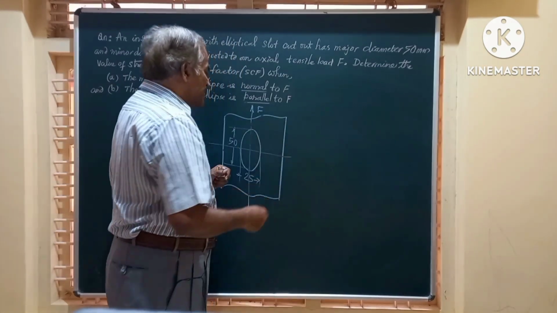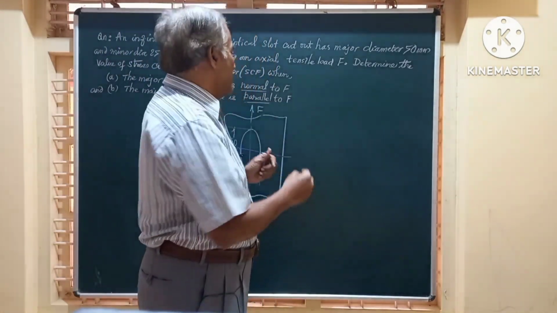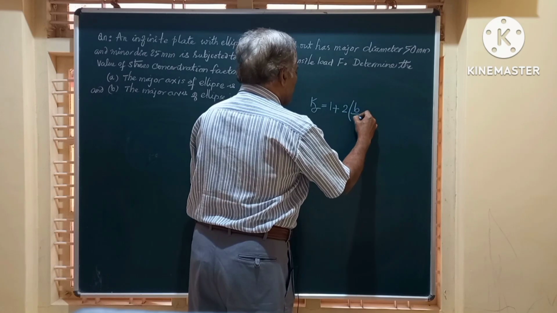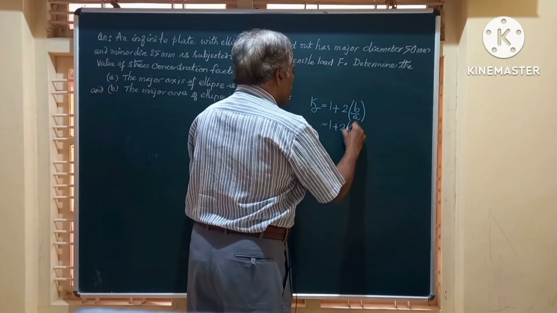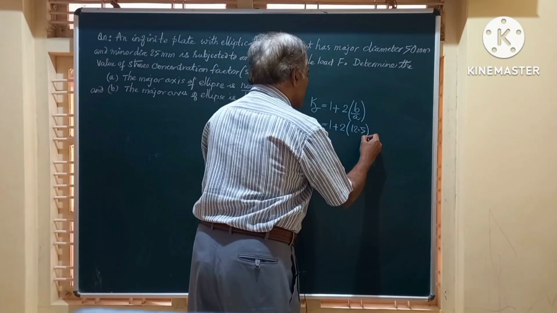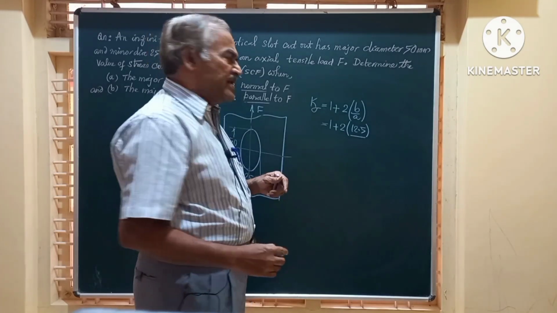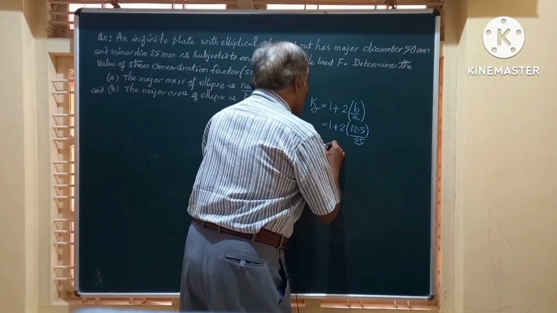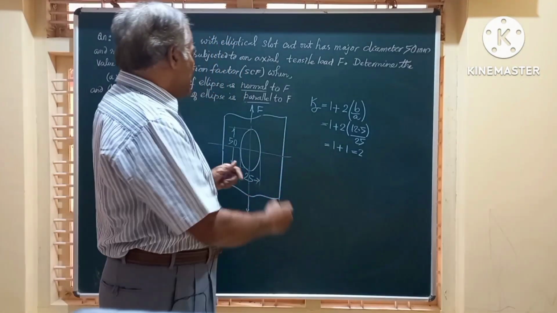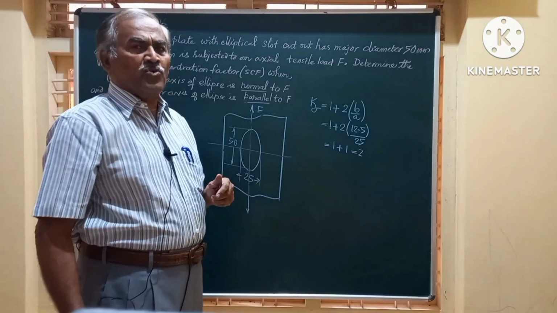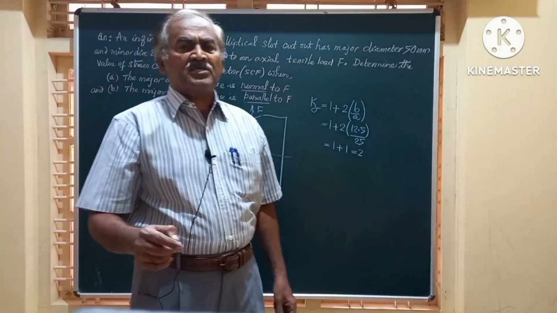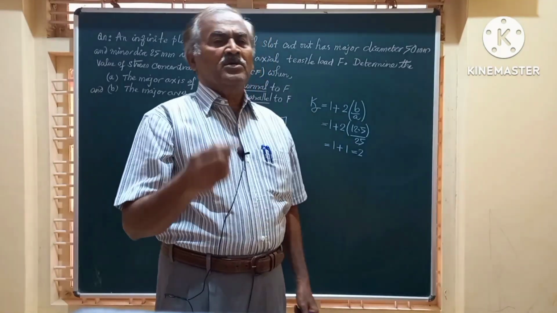Now friends, for this case, when the major axis is parallel to F, we have this formula: K sigma is equal to 1 plus twice B by A. Friends, this is 1 plus twice. What is B? B is half of the minor axis, that is 12.5, which we have already calculated, and this A is half of the major axis, that is 25. Friends, this works out to 1 plus 1, that is equal to 2. Therefore, when the major axis of the elliptical hole is parallel to the load axis, we get K sigma equal to 2, whereas in the first case, when it was normal to the load axis, we got the value 5.